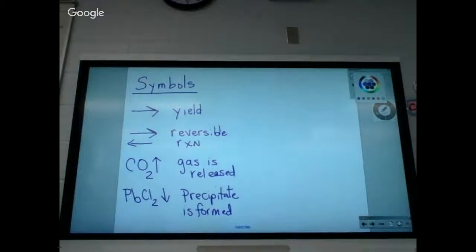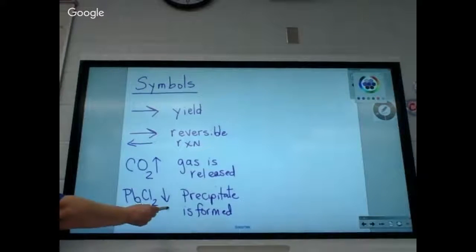That's right. It's a solid formed from two liquids. So this was a solid that formed when y'all mix two liquids. And that's what that down arrow means. This is a solid. Okay? So if we put a down arrow behind that compound, that's telling you that's a solid. Okay? It's not rain.